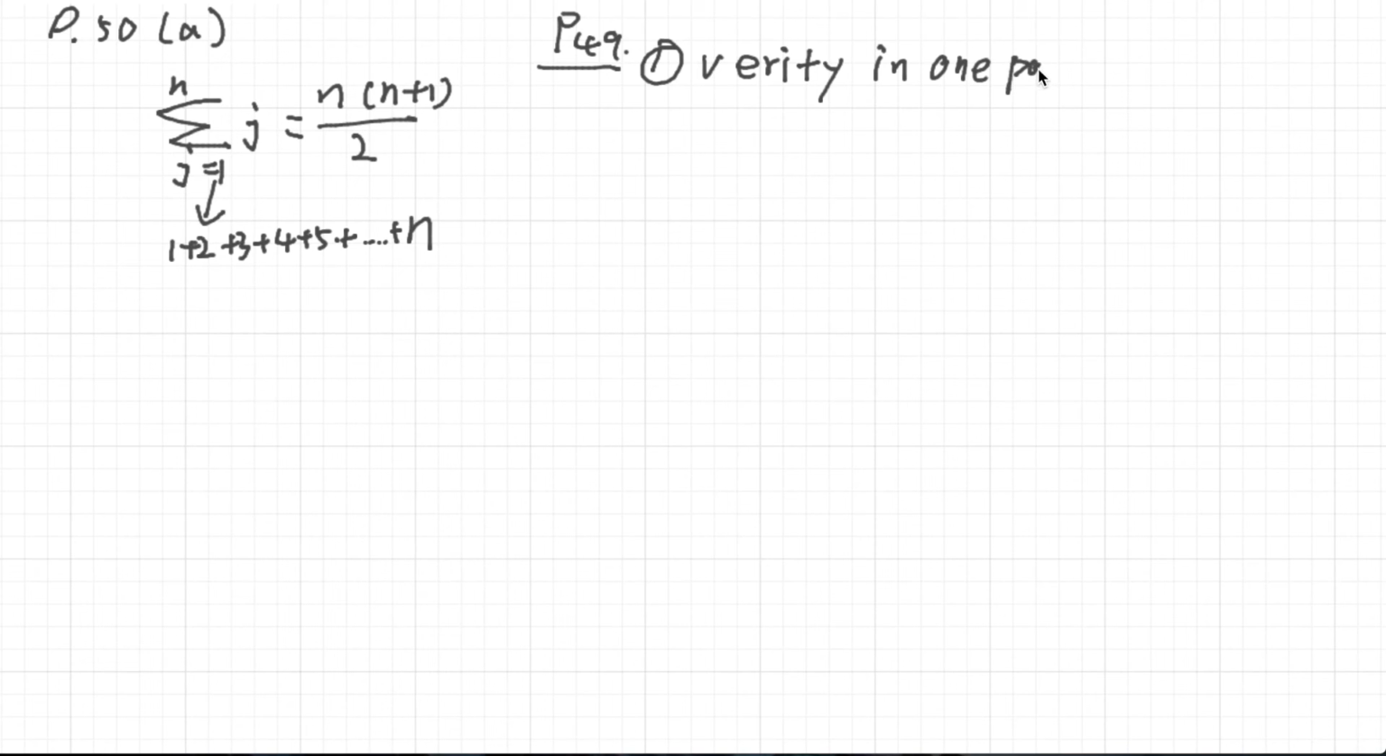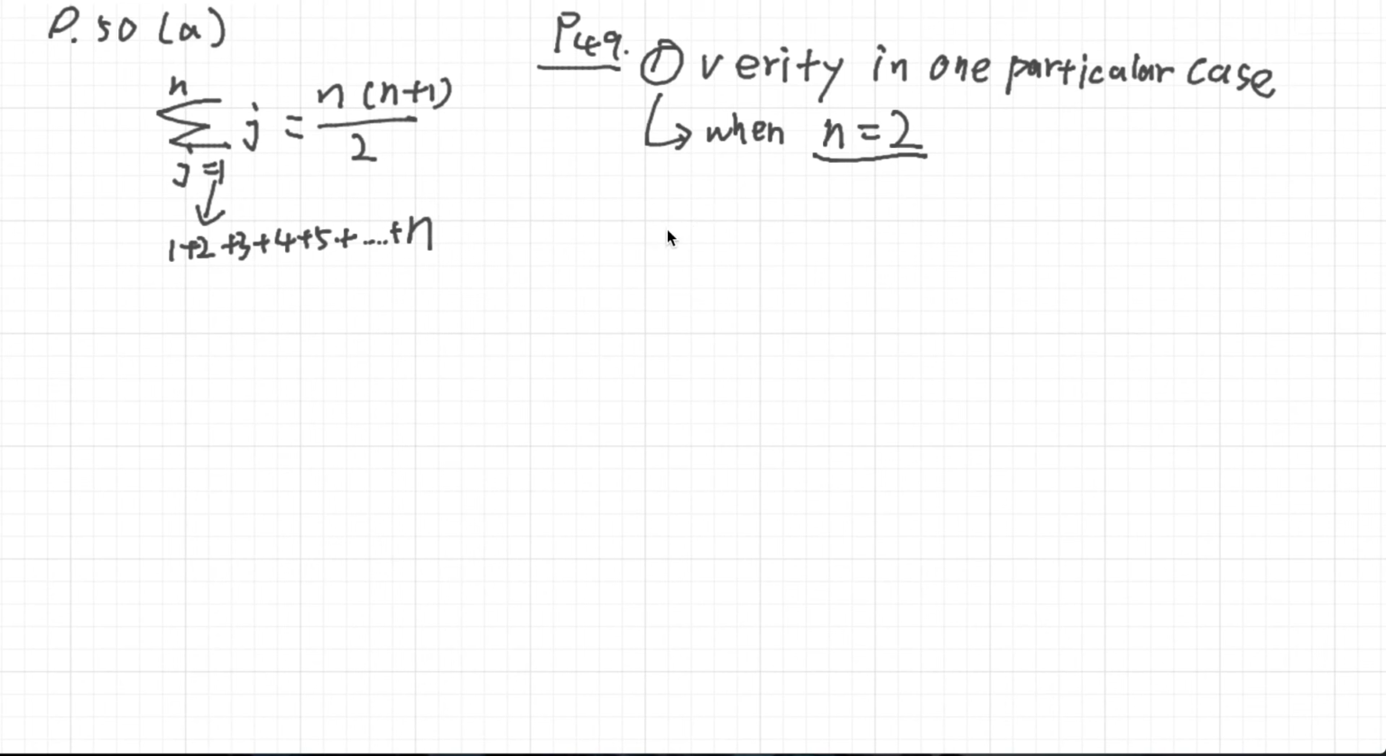Yeah, exactly. So when n is a particular value, we have one series. If n is 2, then 1 and 2 are the only two numbers that we're going to sum together. So let's say when n equals 2, and then we'll just substitute everything.